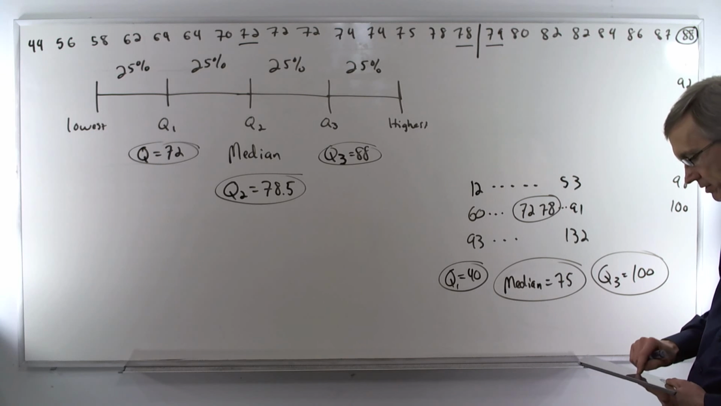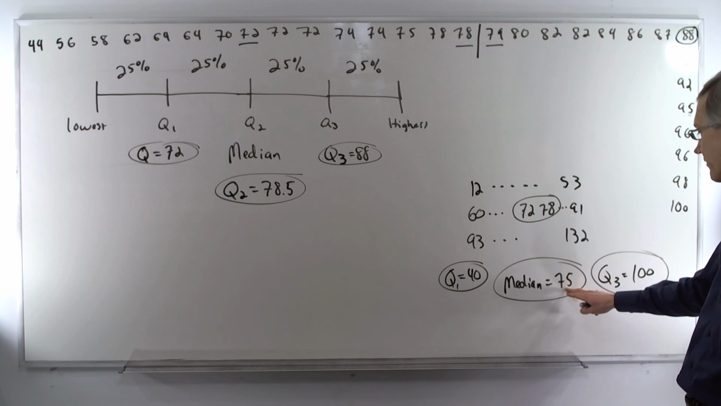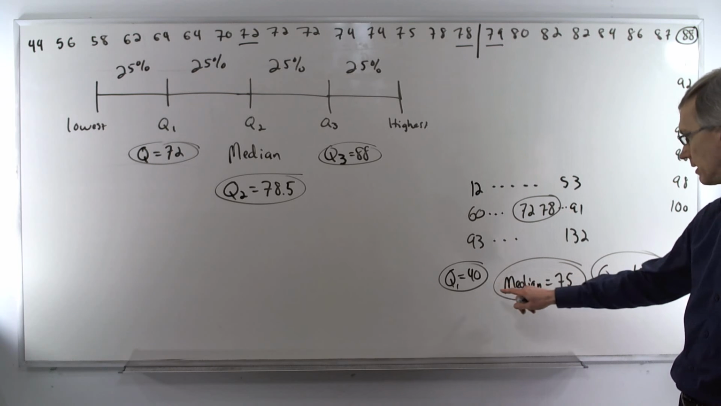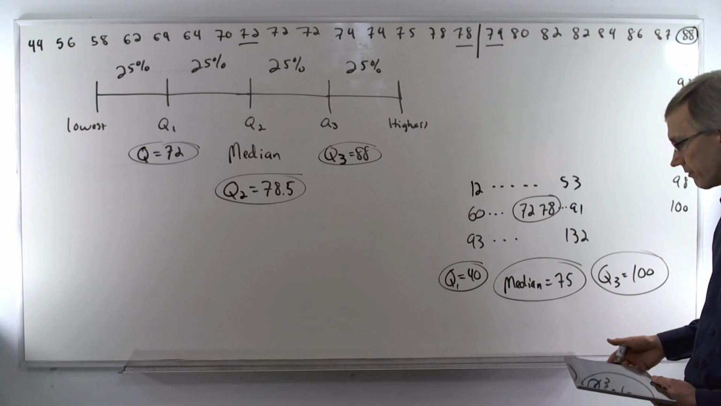And so 75% of the values are below 100, 25% of the values are above 100. Half the values are above 75, half the values are below 75. 75% of the values are above 40, 25% of the values are below 40.